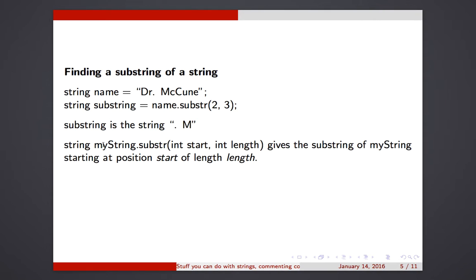So in general, mystring.substring, that command, you have to give it two numbers. The first number is where you want it to start picking off a substring, and the second number is the length of the substring that you want.